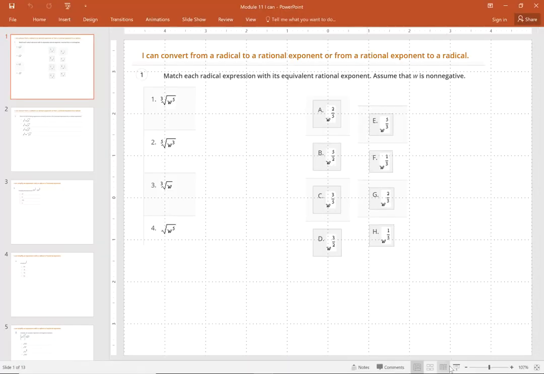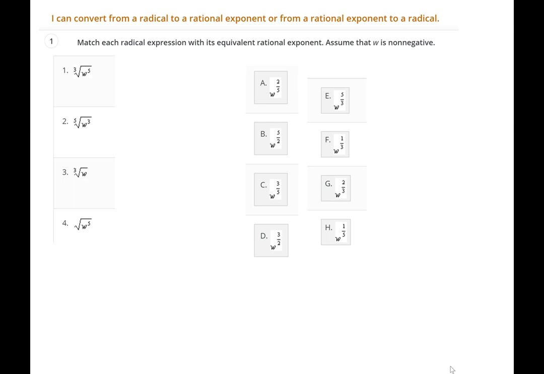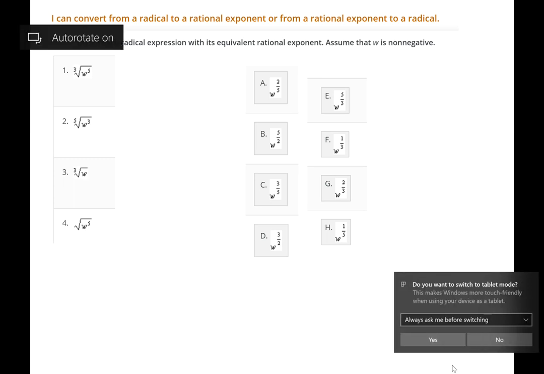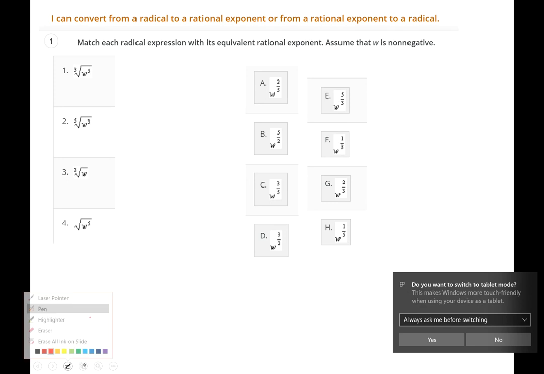So this video is going to show you how to do the problems from the Module 11 I Can practice. So we are going to start by matching each radical expression with its equivalent rational exponent.